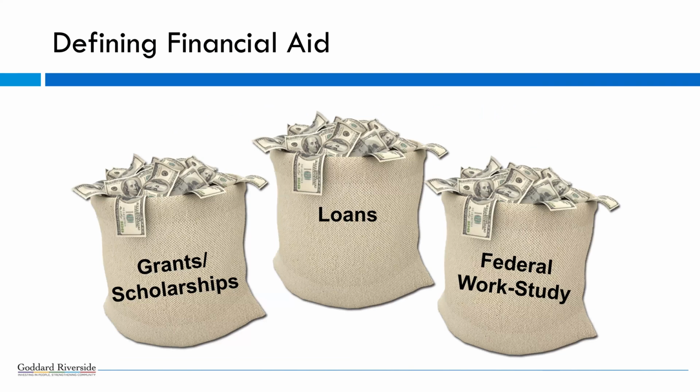So let's define financial aid a little bit. Financial aid is multiple things, but what we have from financial aid is we have grants, we have loans, we have federal work study, we have scholarships. Those are the main things that are parts of financial aid. And we're going to look next at where those forms of aid come from.